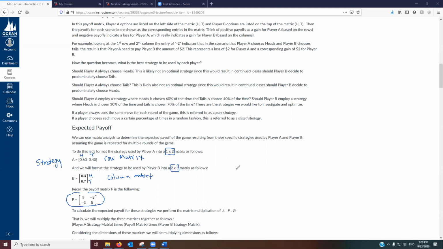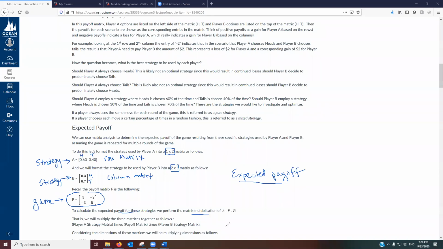So how do I figure out the expected payoff, let's say for player A? This is the game. You could think of this as the definition of the game. Player A decides to go with this strategy. Player B is deciding to go with this strategy. Let's say they play many, many games. What would happen in the long run? What would be the expected payoff for player A? Would player A expect to win money over the long term? Lose money? Break even?